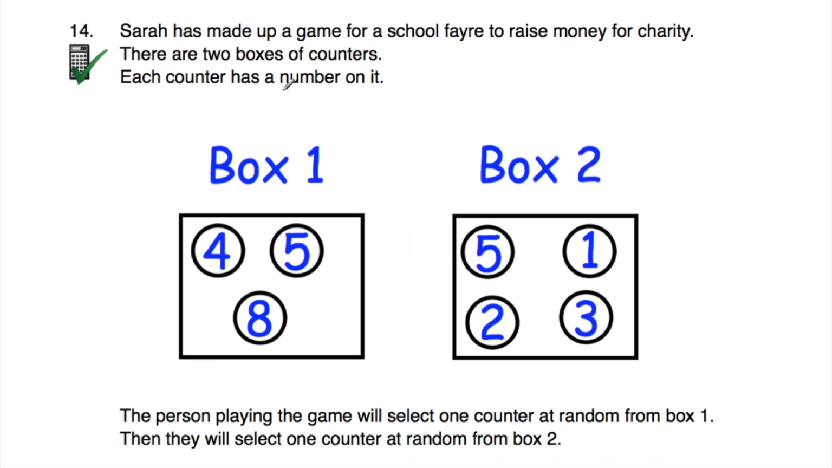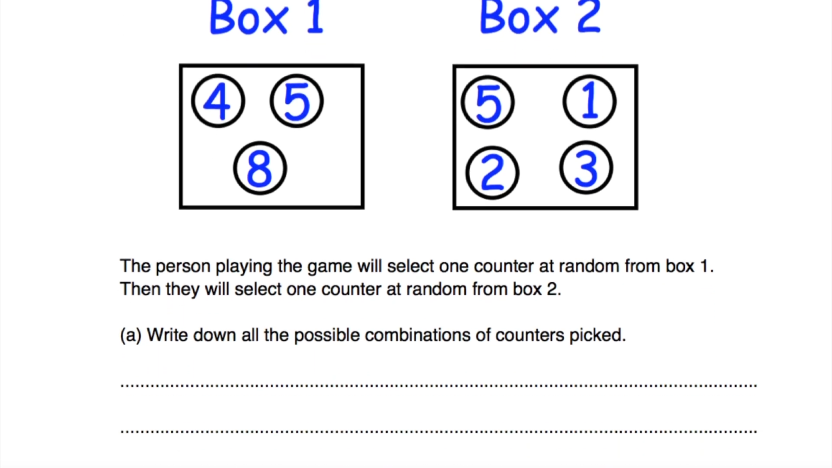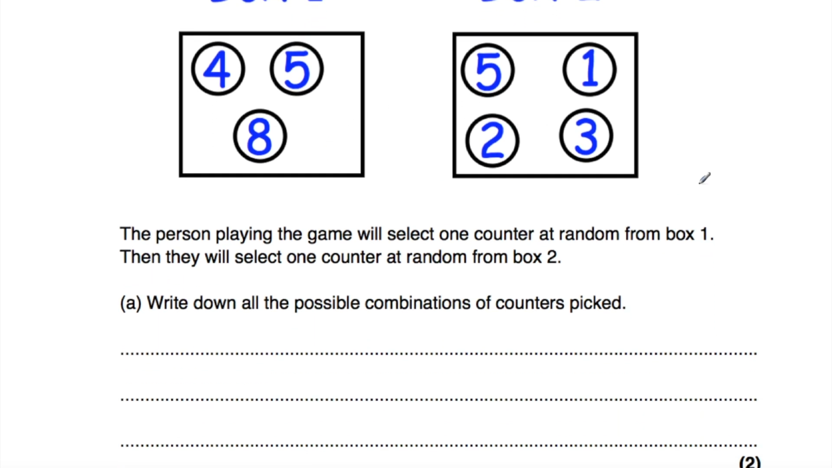So question number 14, Sarah's made up a game for a school fair to raise money for charity. And there's 2 boxes with counters in them. So we've got box 1 with the counters 4, 5 and 8, and box 2 with the counters 5, 1, 2 and 3. And we're told that the person playing the game will select a counter at random from box 1, and then they will select a counter at random from box 2. And we're to write down all the possible combinations of counters picked.